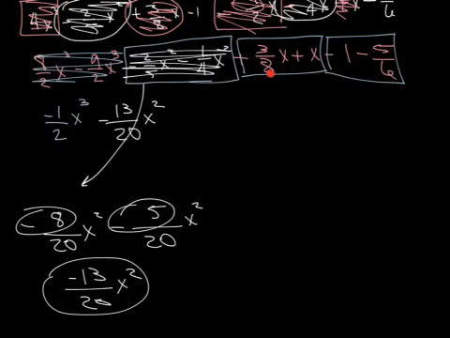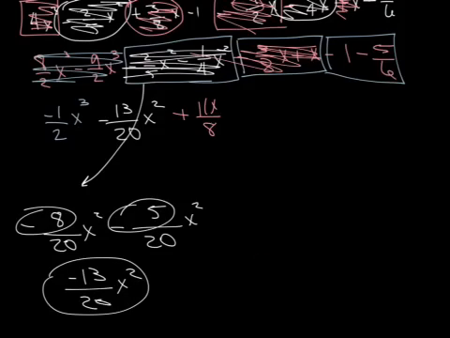Now let's look at this part here. 3/8 x plus x. So this needs to be 8 over 8 because that's 1, right? And we have to have a common denominator. So 3 over 8 x plus 8 over 8 x is 11x over 8. And we just got rid of that.